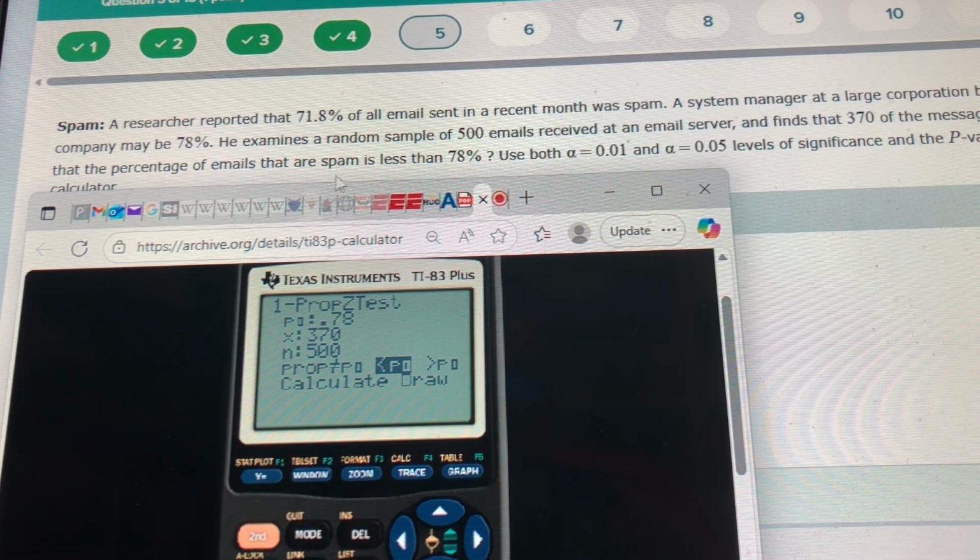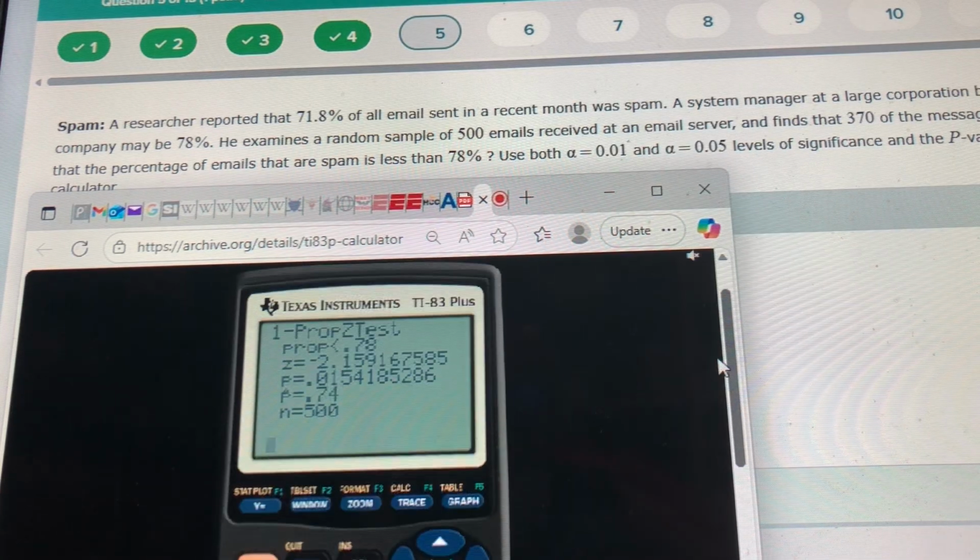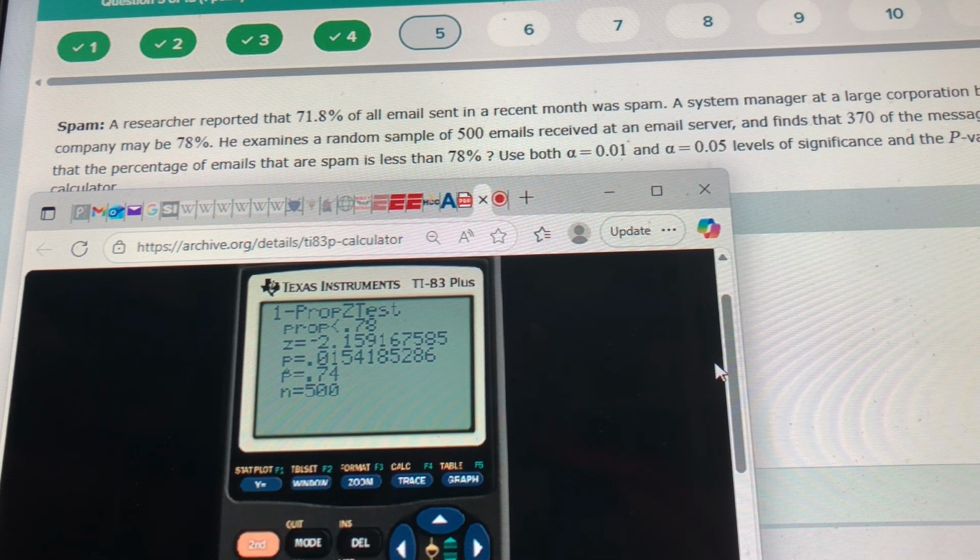We're trying to see if they're less than 78%, so then I'm going to leave this on less than, and hit calculate. So proportions are always nice because they're the easiest ones to do. There's less stuff to type in. You don't have to worry about data or stats or sigma or S. And it's just how many people say yes, how many total were sampled, and what's the null and alternative.